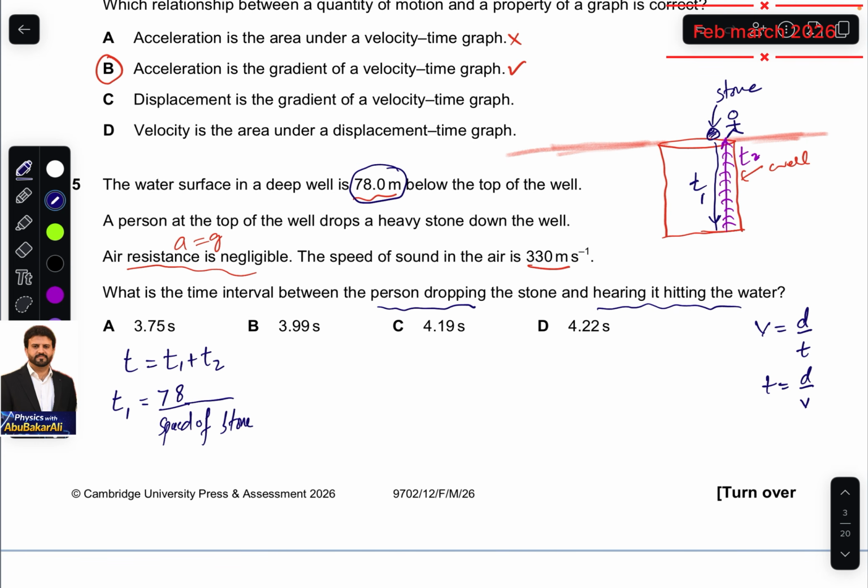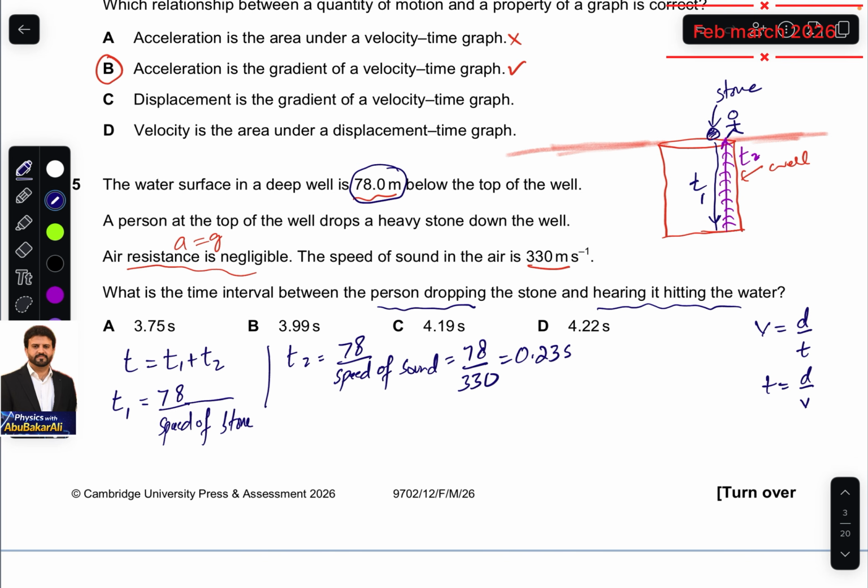As for T2, we can find it as 78 divided by the speed of sound, which is 330. When you divide 78 by 330, I will get 0.23 second.